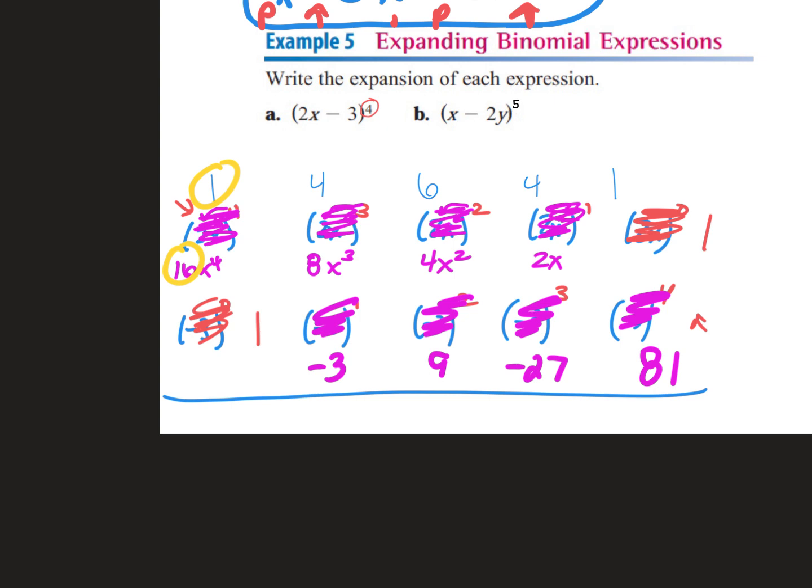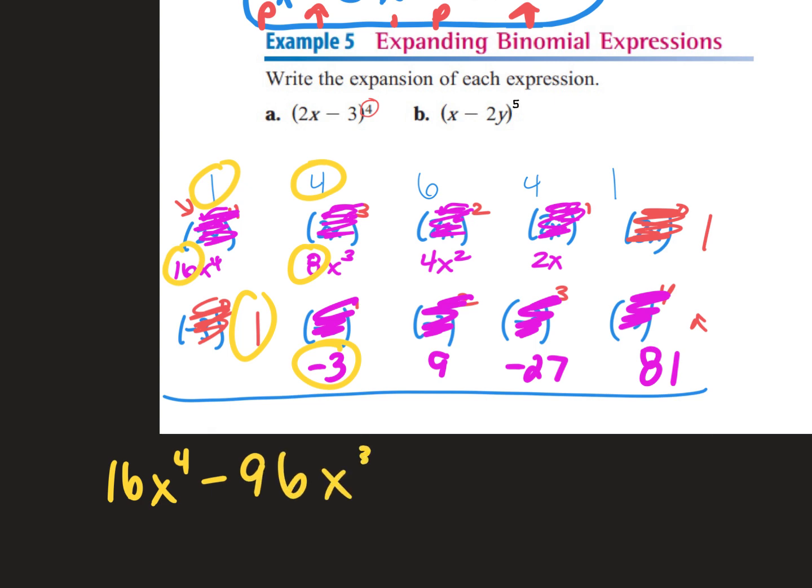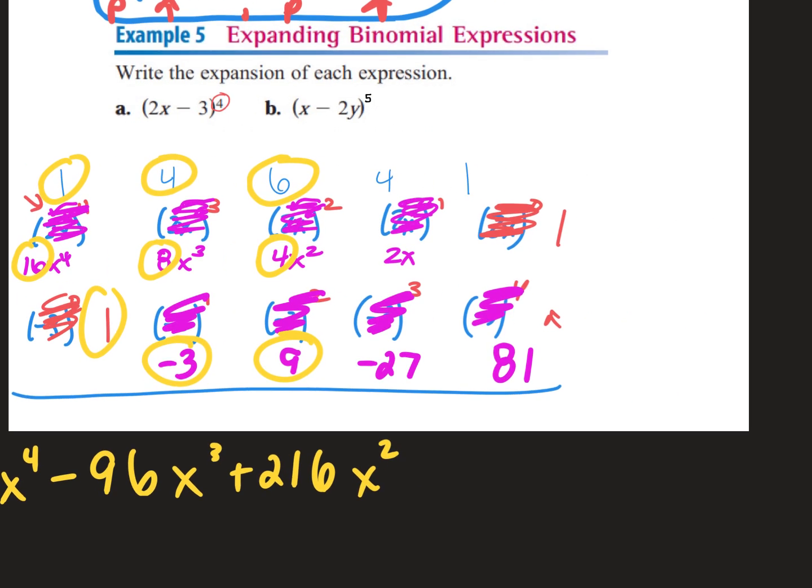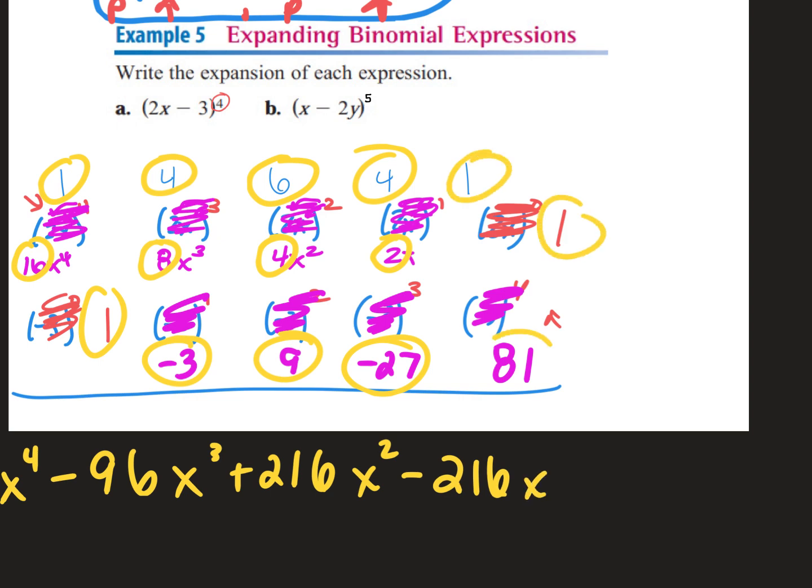So 1 times 16 times 1 gives me 16x to the fourth. 4 times 8 times negative 3 gives me negative 96, and then I have x cubed. So 6 times 4 times 9 is a positive 216x squared. 4 times 2 times negative 27 is going to give me a negative 216, and that's x to the first power. And then 1 times 1 times 81 gives me a positive 81.